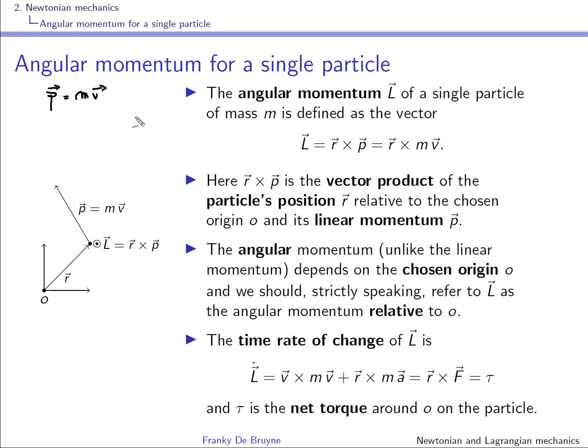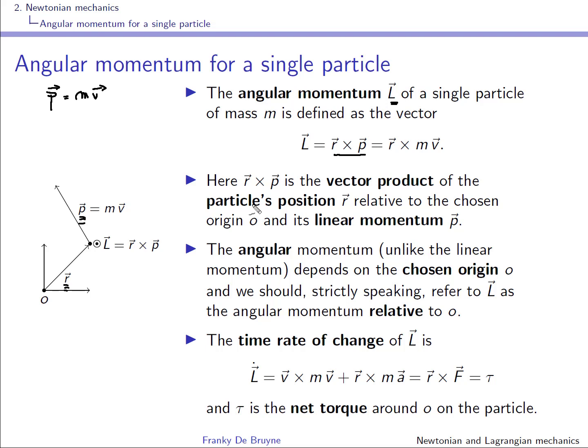So it's now time to have a new notion of angular momentum, which we will call the vector L. And the vector L is the cross product of the position vector with the linear momentum. So in French it's called moment de la quantité de mouvement or moment cinétique.